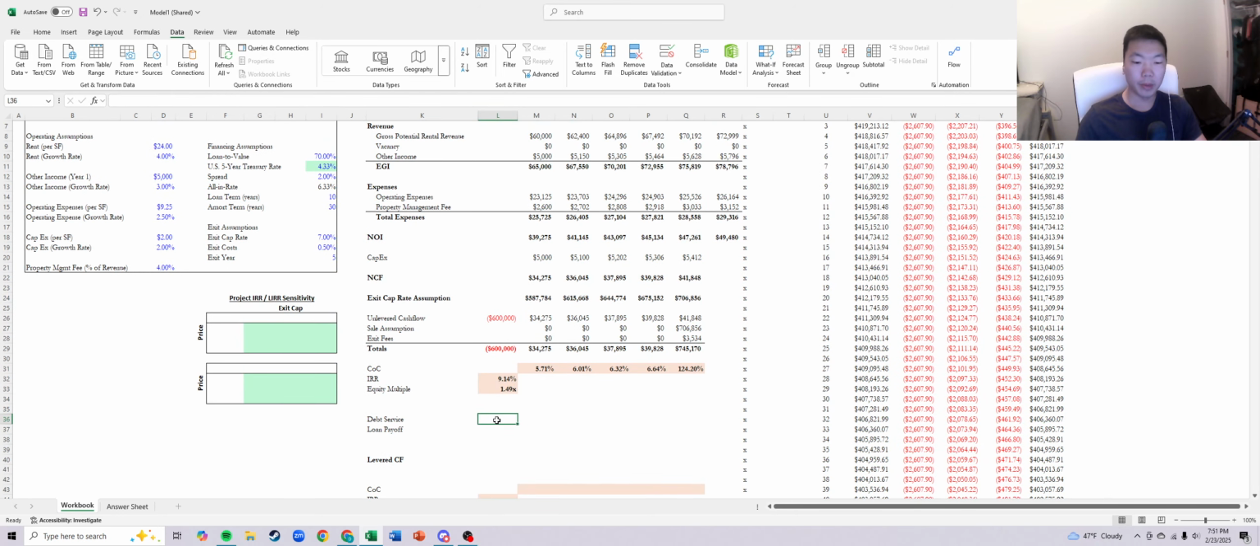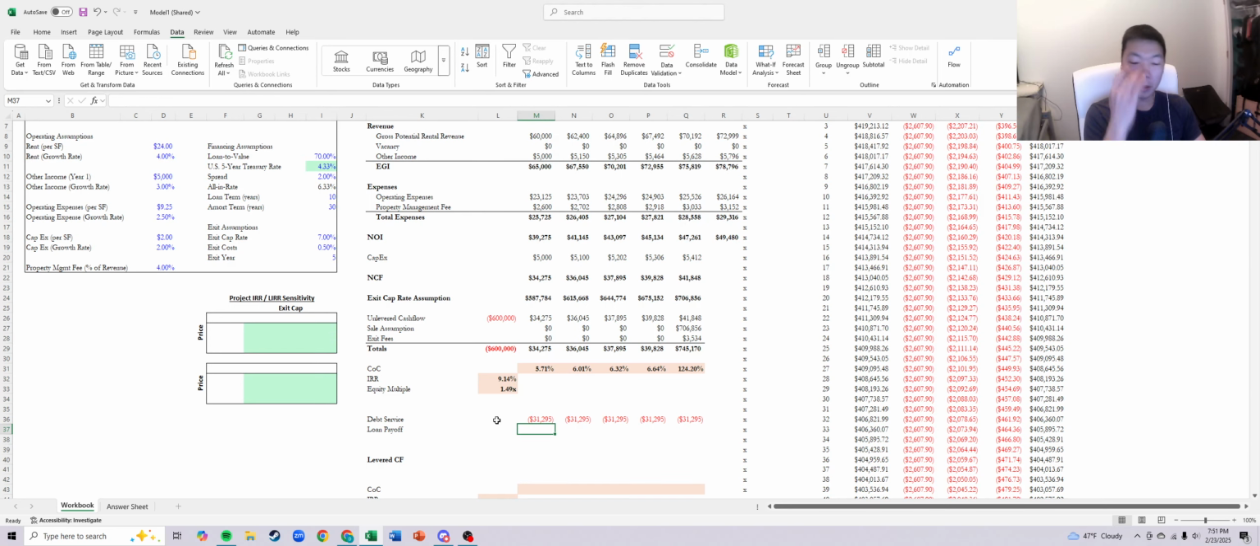So, for this model, we can just simply take one of these and multiply it by 12 since it's annual. Okay, loan payoff amount. This would be our outstanding balance on the loan.